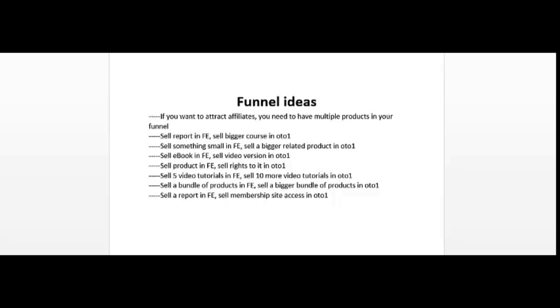Next idea is to just sell something small. So this basically applies to all the ideas or most of the ideas in this video. Just sell something small in the front end and then sell a bigger related product in the one-time offer. So it was just like the previous example. Okay, you could sell an ebook in the front end, sell the video version in the upsell. You could sell a product in the front end and then sell the rights to it in the upsell.